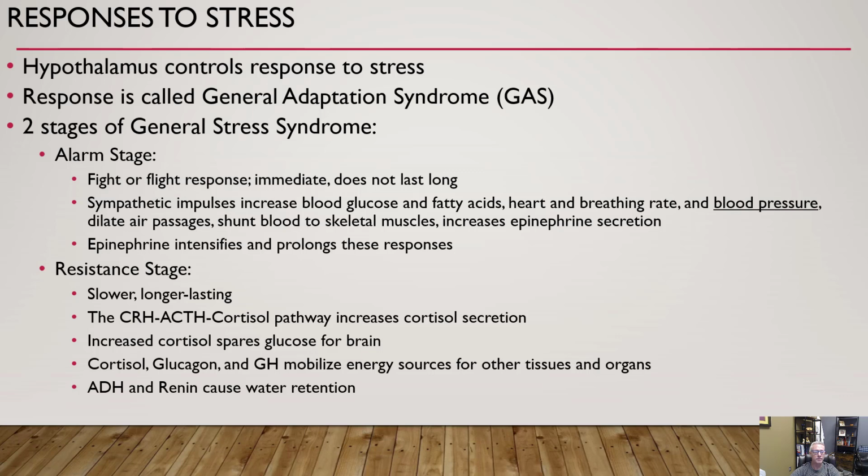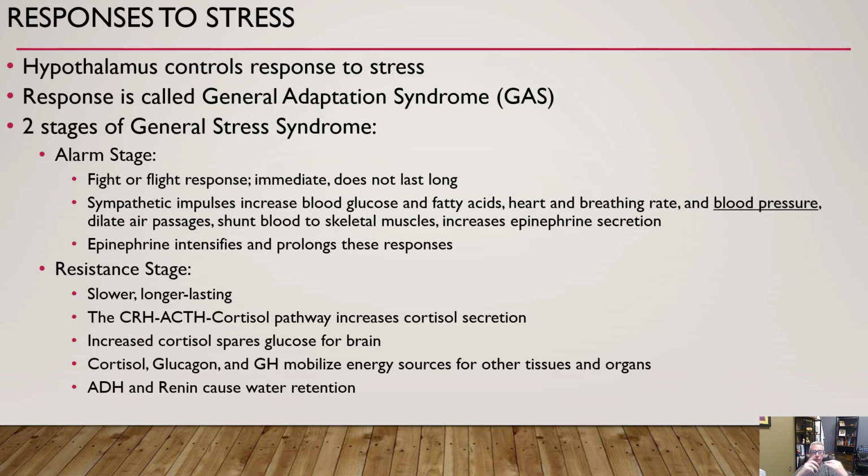Then we're going to fall into the resistance stage. So this is, after the immediate threat is over, if we still continue to experience stress. So this would be more psychological stress or long-term abuse, long-term depression, long-term whatever stress you're experiencing. Your CRH, ACTH, cortisol pathway, you're going to have a prolonged secretion of cortisol. And remember, cortisol is your stress hormone.